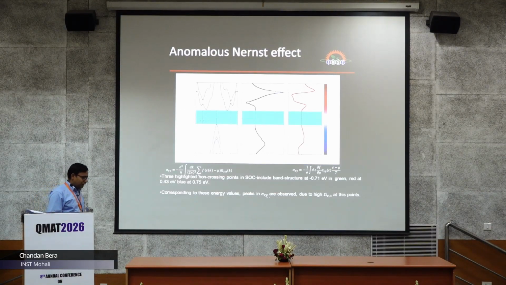Next, this is the anomalous Nernst effect calculation we have done. This is the band structure we calculated using spin-orbit coupling, the spin-orbit coupling induced band structure, and this is the anomalous Hall conductivity, and this is the anomalous Nernst conductivity. You can see here these few points have a peak for anomalous Hall conductivity and also anomalous Nernst conductivity. This is due to the non-crossing in the bands, and the Berry curvature becomes very high at these non-crossings. So the anomalous Hall conductivity has a peak in this area.